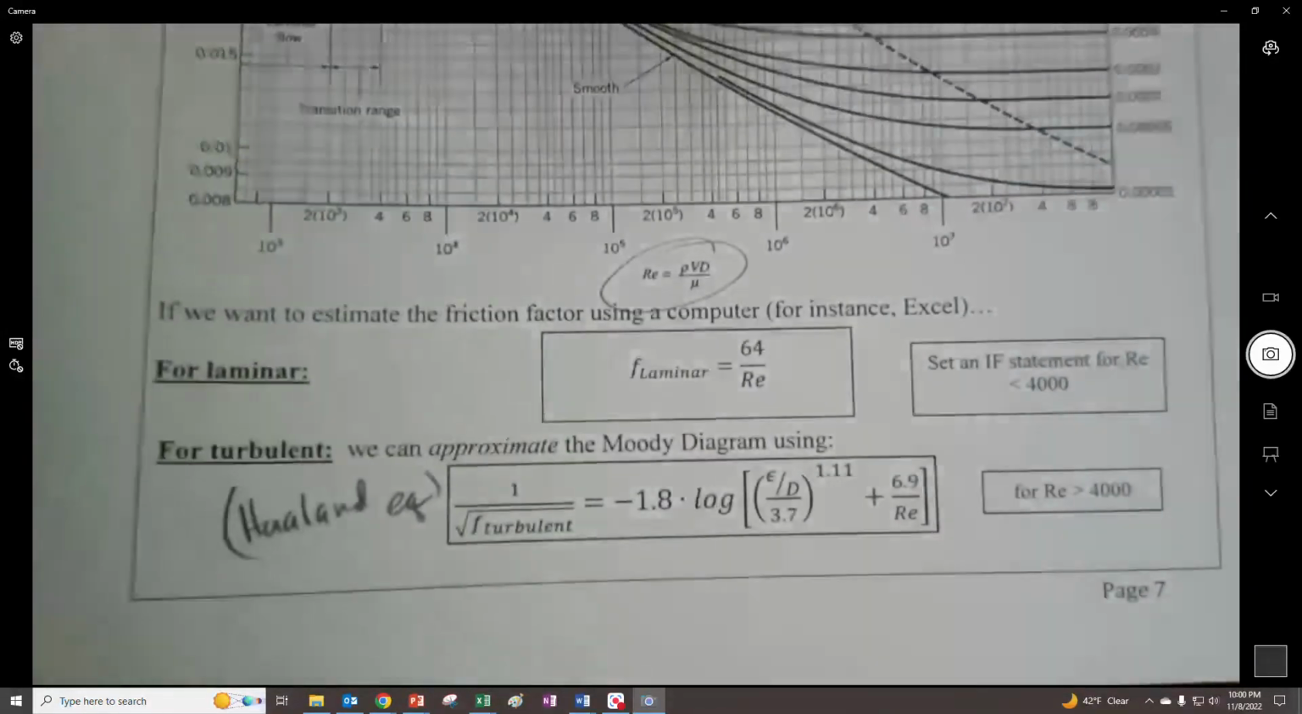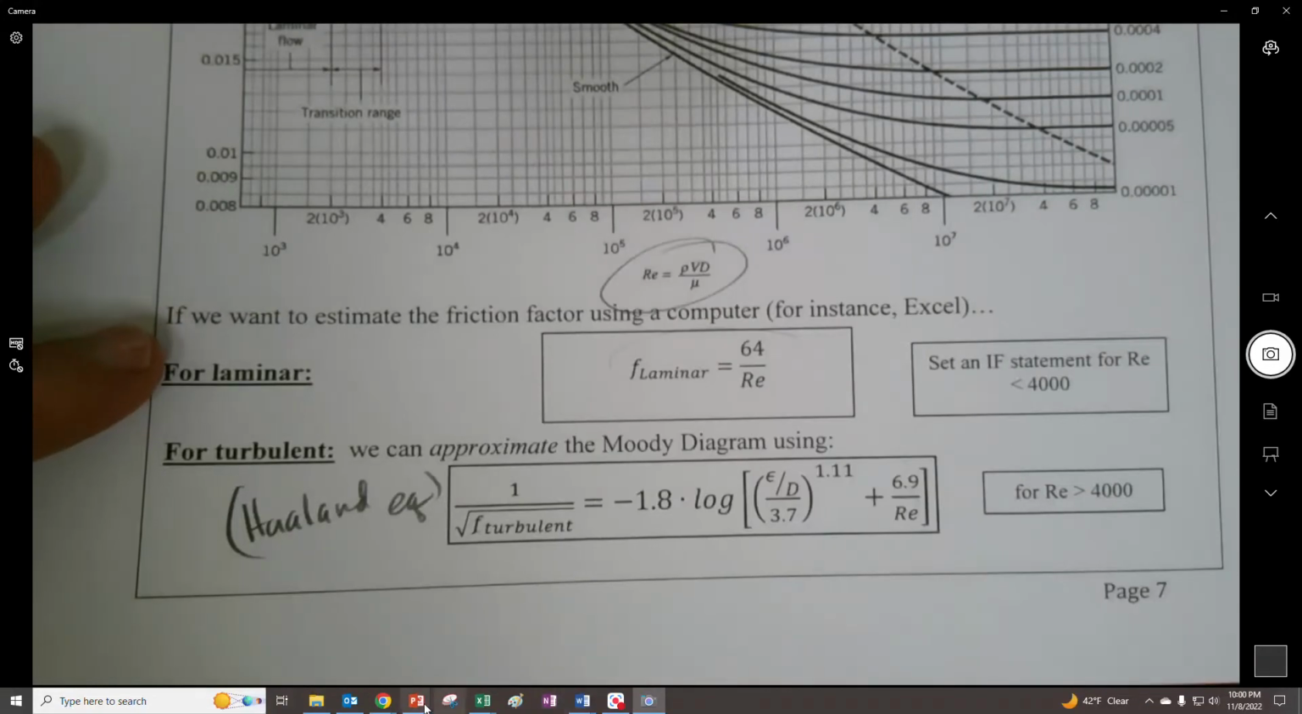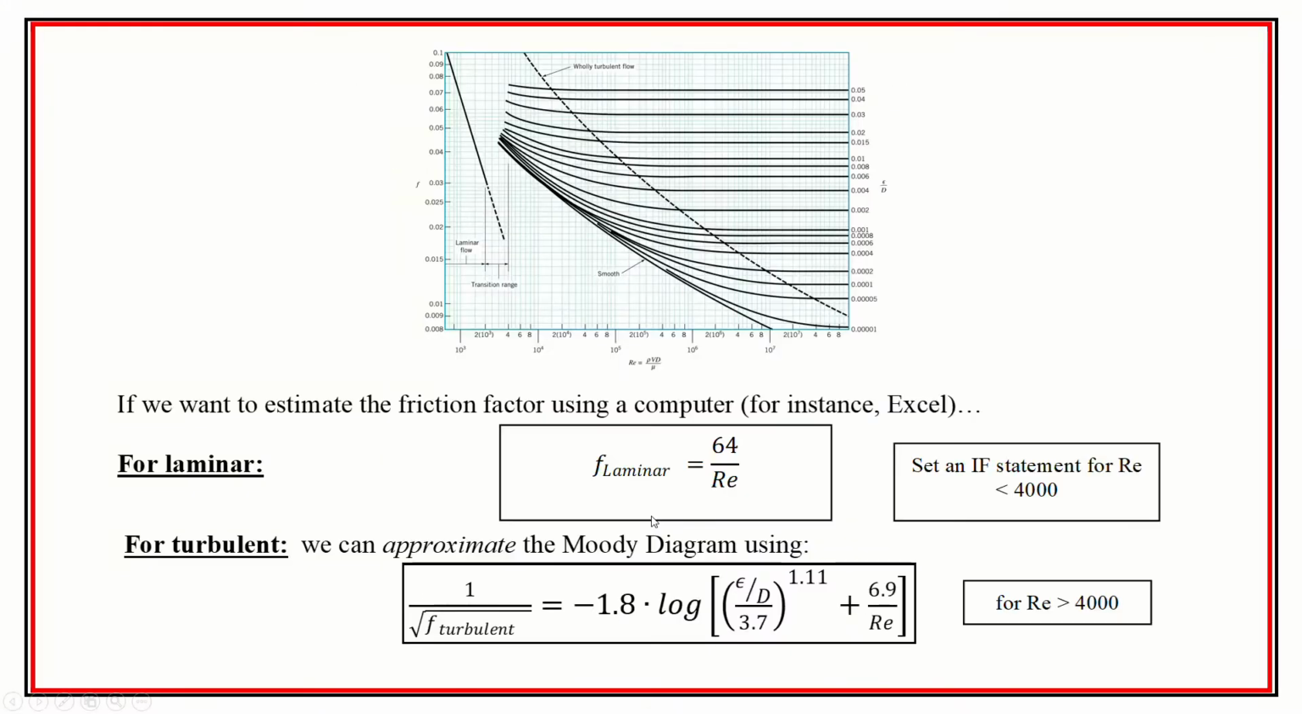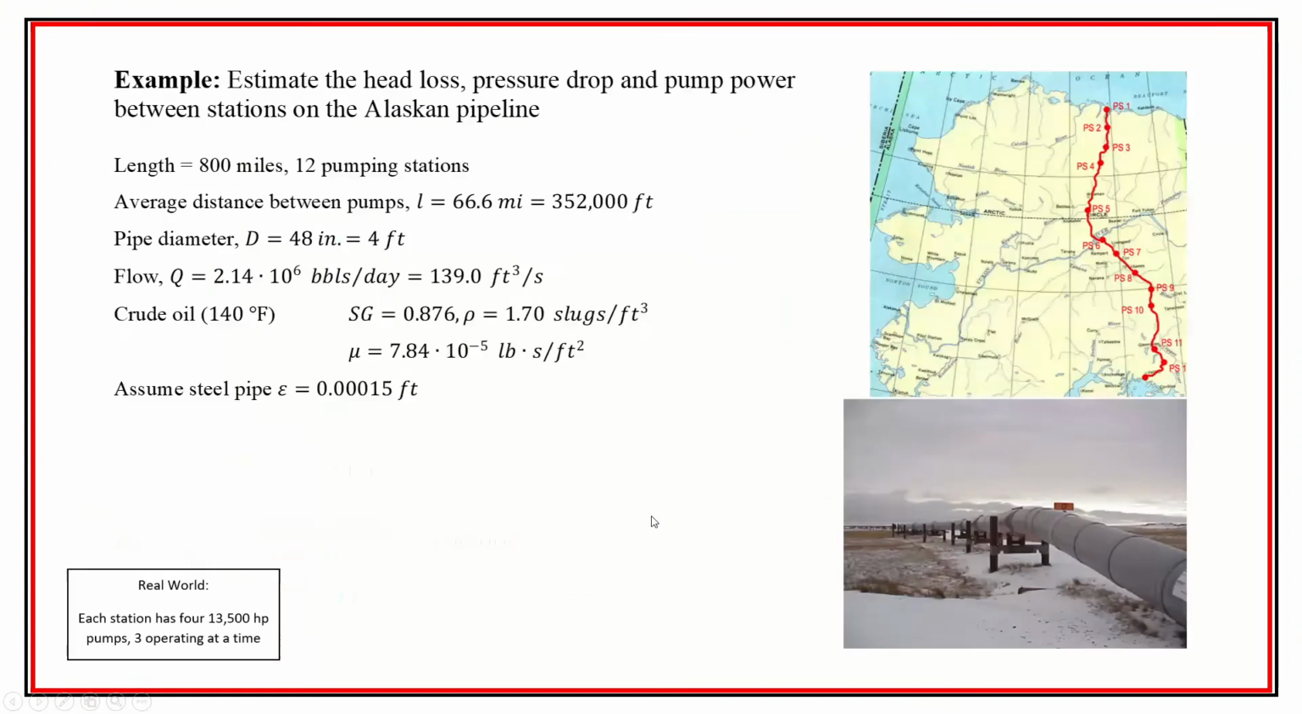All right, so let's go and do an example. I picked out, or I wrote, I'm not sure. I might have found it. So we want to estimate the head loss and pressure drop, and then the pump power required between stations on the Alaskan pipeline. If you recall the recent Homework 9, you know that I like this type of thing, because there's a lot of practical, I wonder how much, kind of problem.